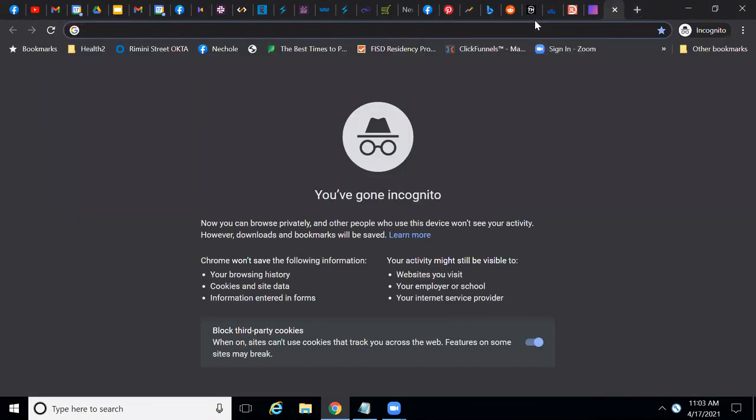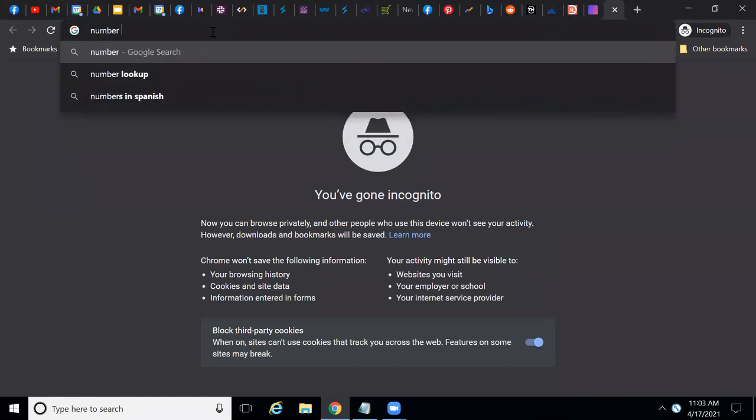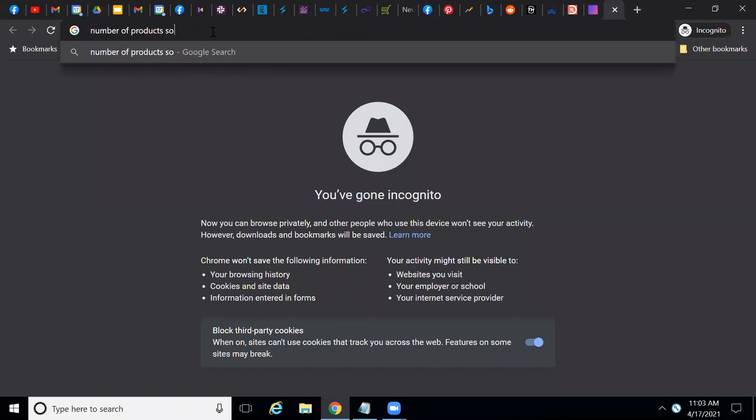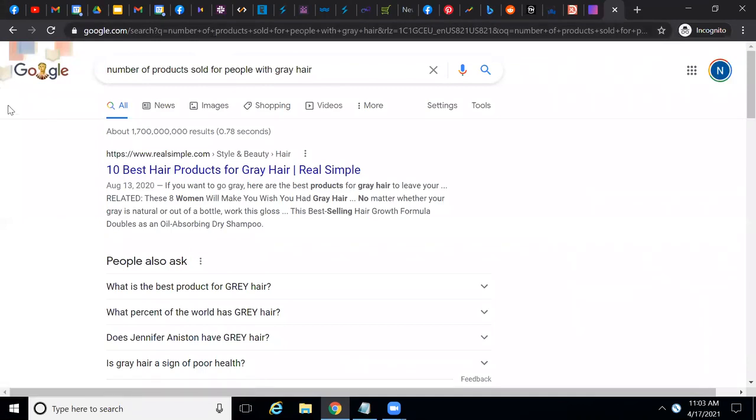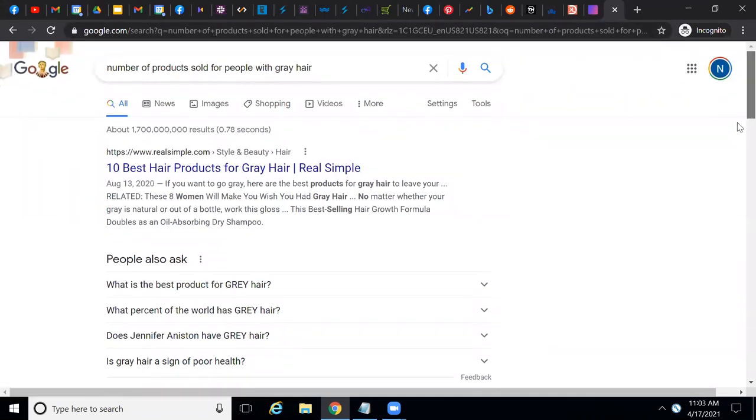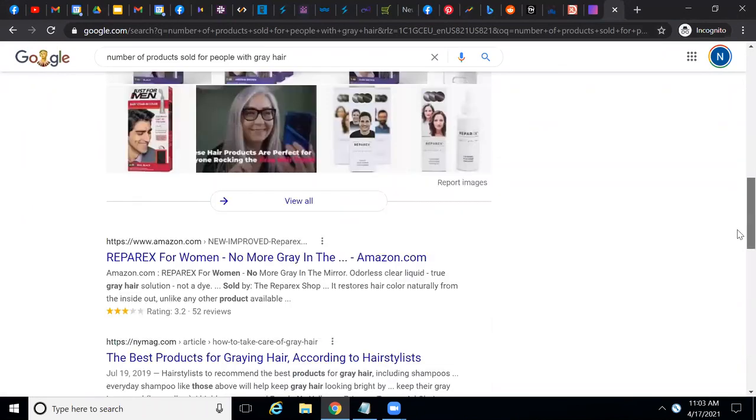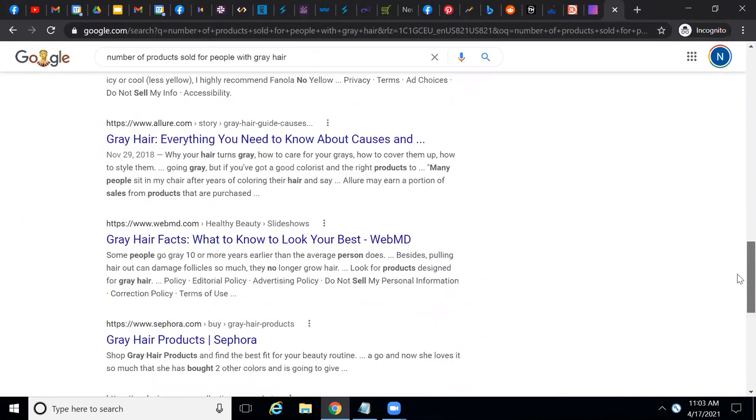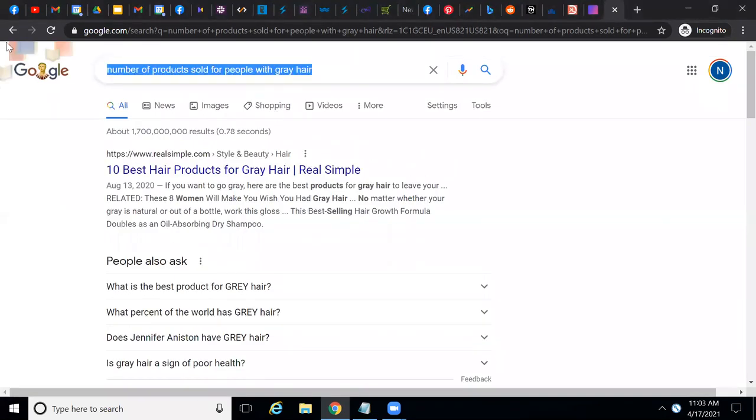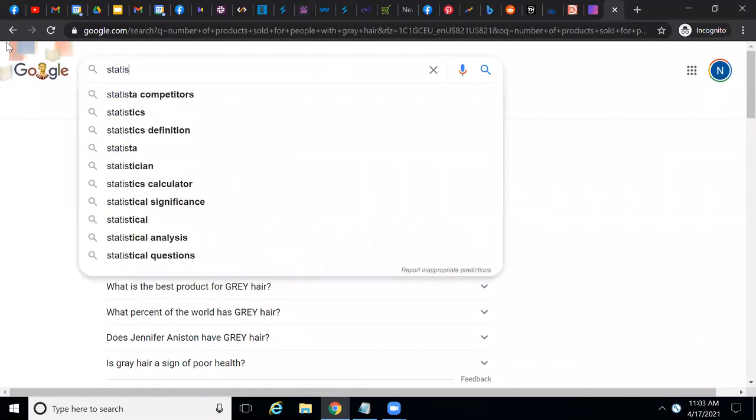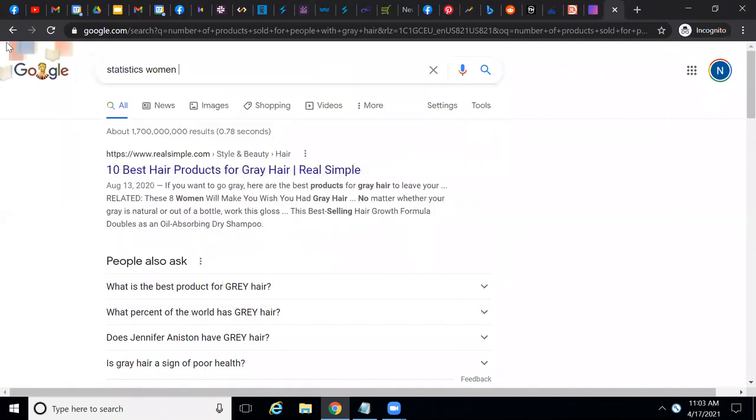The value of the market: I could do a Google search that says, I don't know, number of products sold for people with gray hair. Now, that's super long. There might be some statistical analysis or trend analysis already out there that tells me. Let's see, statistics, women with gray hair.